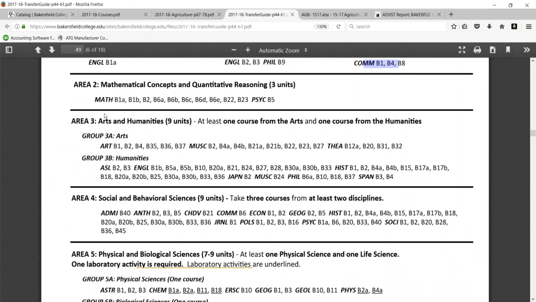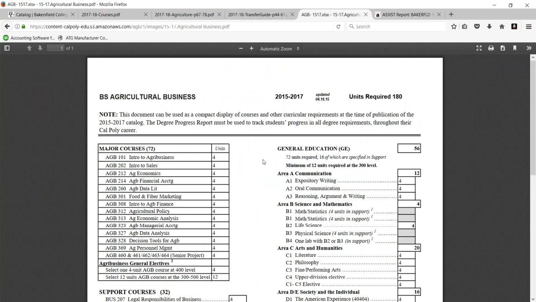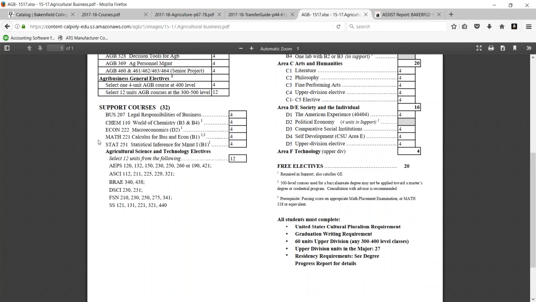All right, Area 2 now. Math. Okay, so we have all these different options to choose from. What I would highly suggest that you do, again, is go back to your curriculum for the school that you want to transfer to. So for an agricultural business degree at Cal Poly, which is a CSU, I'm going to look down here at some of their support courses that they require. One of them happens to be Calculus for Business and Econ. The other one has to be Statistics.